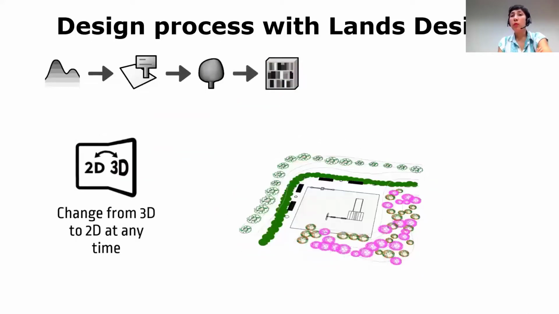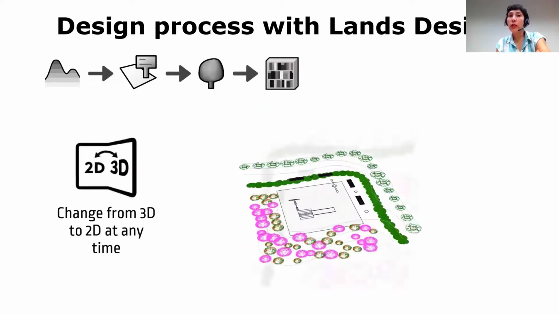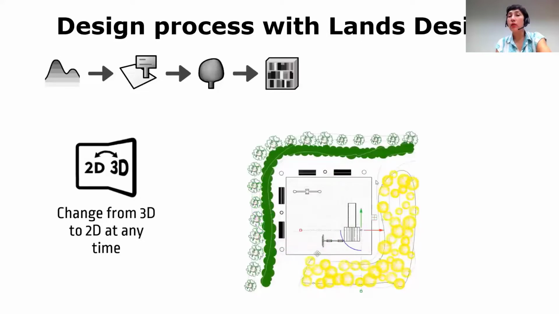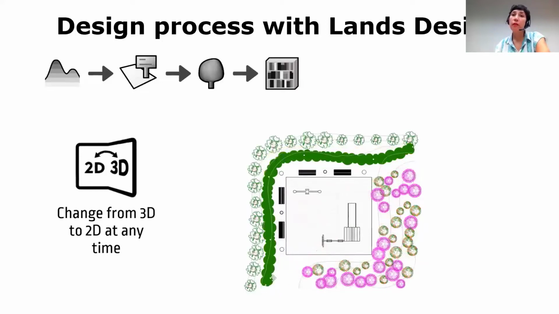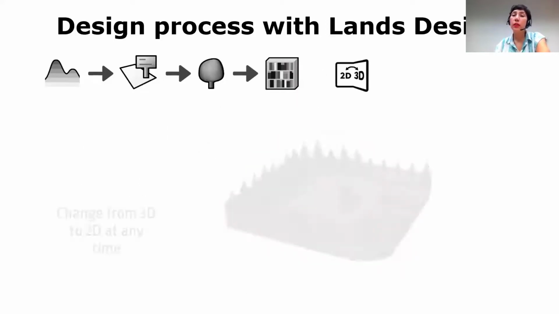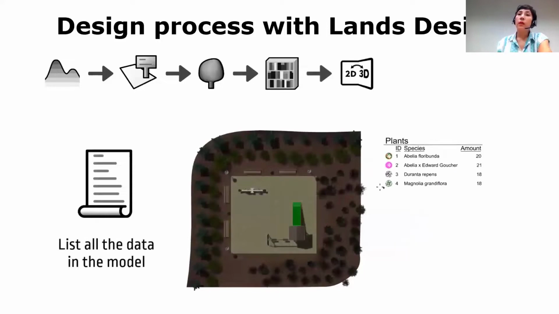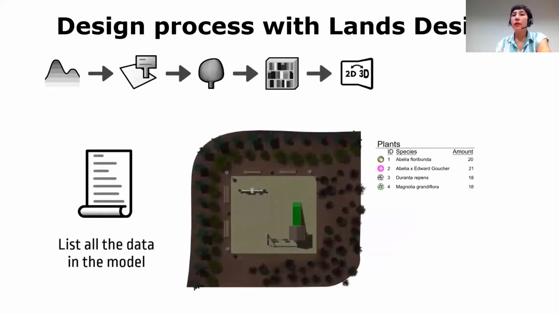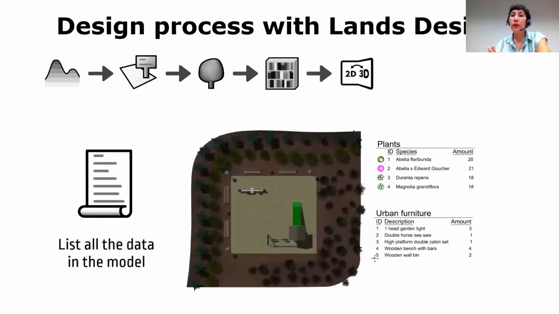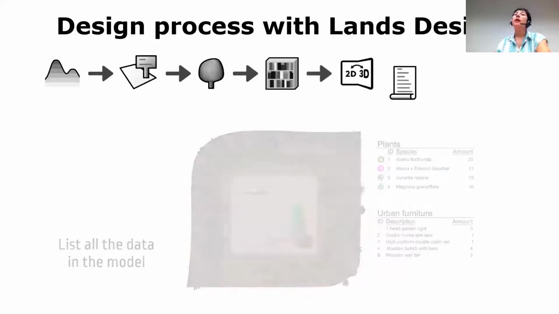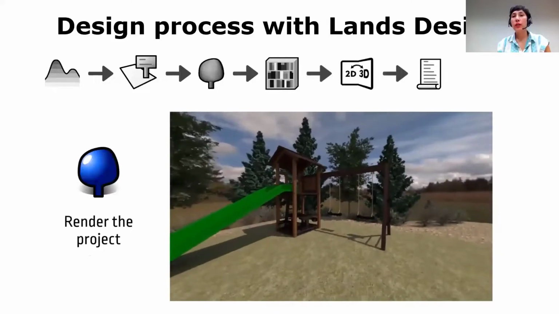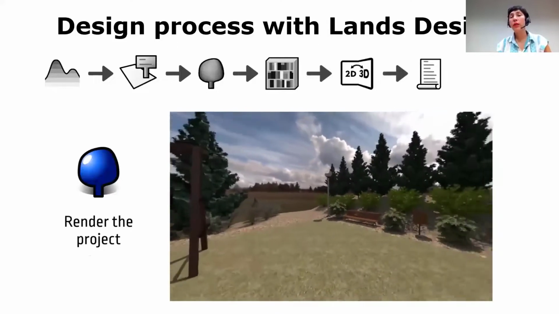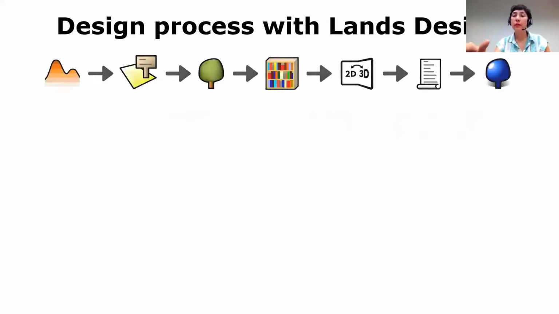Continuing, at any moment you can shift between 2D and 3D just to see and to modify the project. If you are more happy to work in a 2D environment, you can continue working in 2D. And finally, you see how the project looks in 3D. Then you get the list of plants, furniture, zones, earth moving operations, or terrain list by just one click. And finally, you render the project by applying Rhino render or any other additional render.